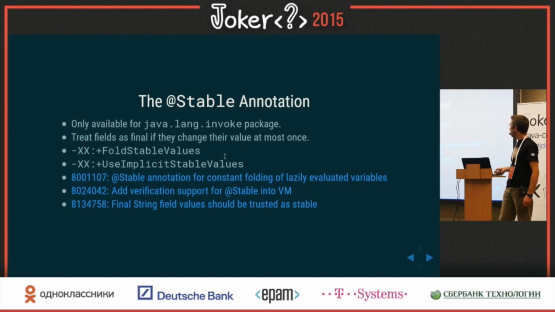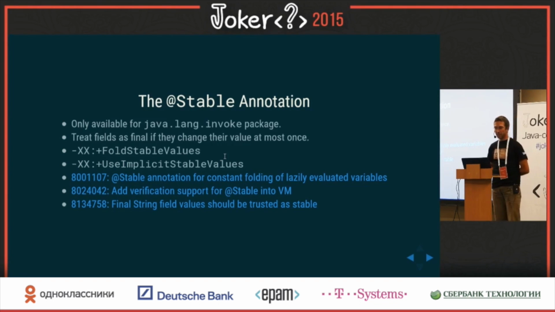There is also this option, UseImplicitStableValues, which enables optimization of fields inside of the JDK, even if they are not annotated with Stable. So, for example, the character array field in the String class can be seen as stable because it's initialized only in the constructor and cannot be changed anymore. Here are some bugs and some enhancement requests which handle this topic.